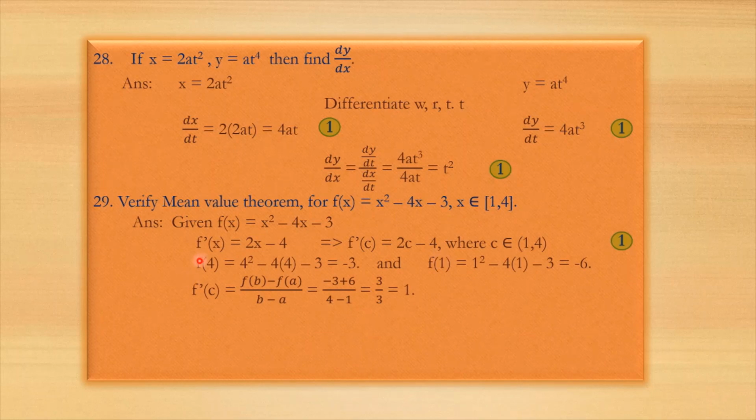Here I need to find f of b and f of a. So f of b is minus 3 and f of a is nothing but 1, correct?